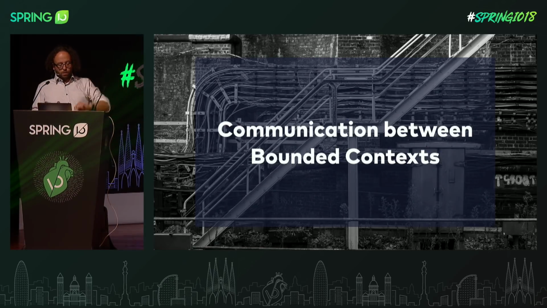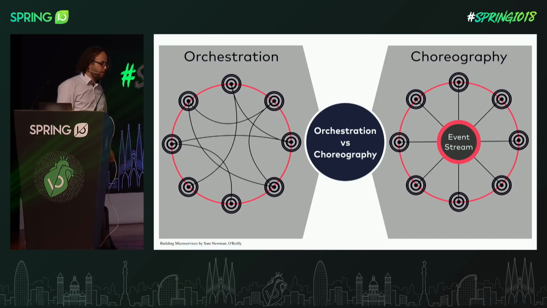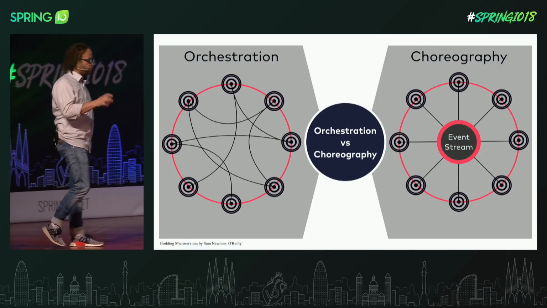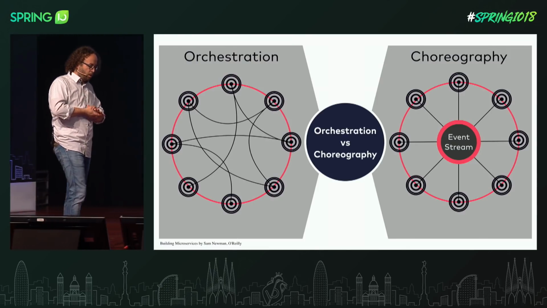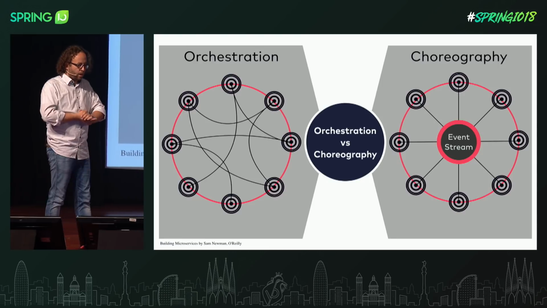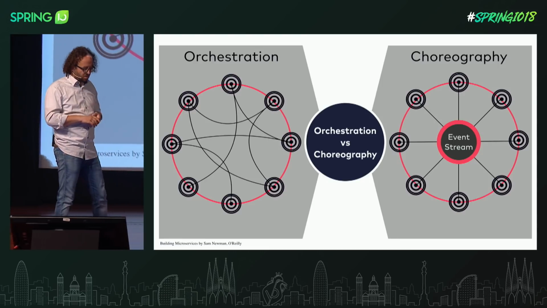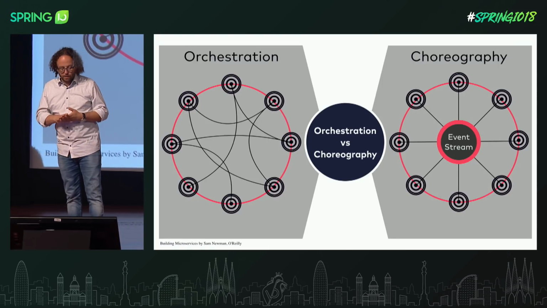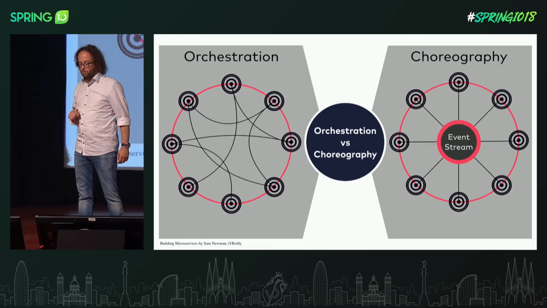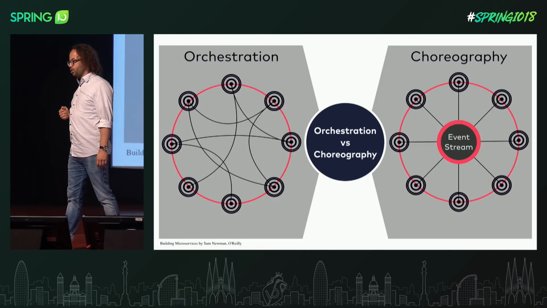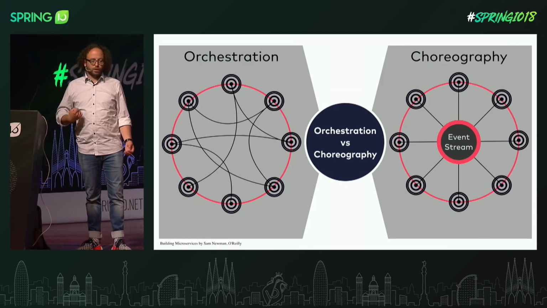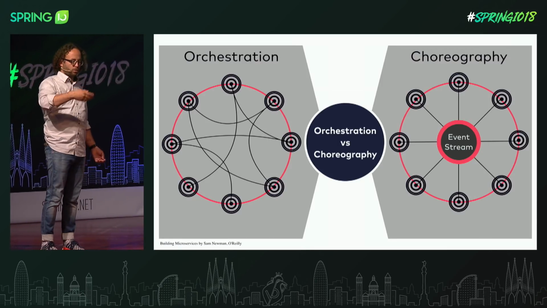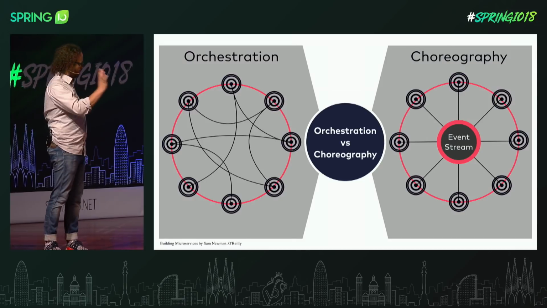Now let's talk about communication between bounded contexts. Obviously, we have a couple of options in terms of communication between bounded contexts. Sam Newman wrote that down really nicely in his Building Microservices book on O'Reilly. He differentiated between orchestration and choreography. I mean, orchestration is mostly synchronous calls going somewhere, and that's one part.